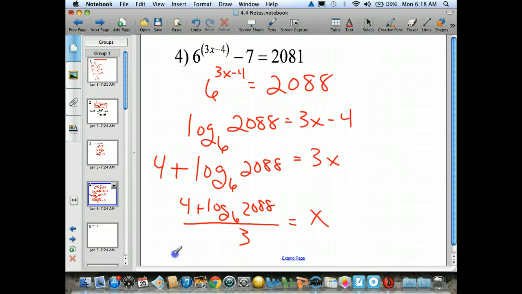Once again, check all of these by storing those values into your calculator and typing in the expression and making sure that the original equation ends up being true.